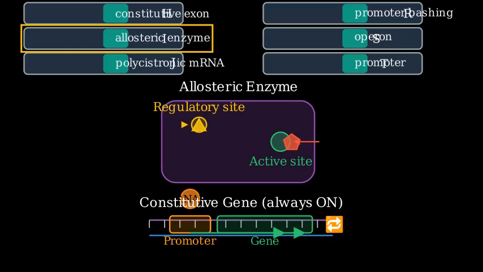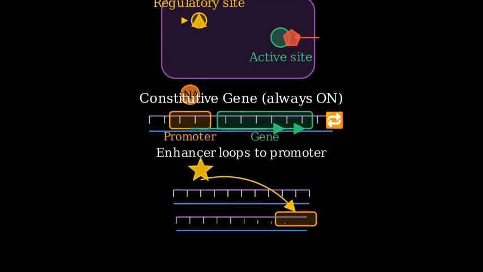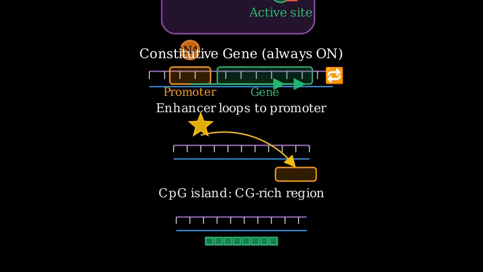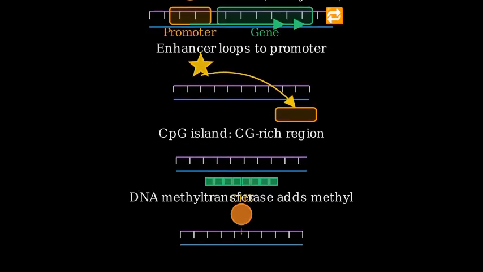Now, a lightning glossary for the rest, each with a crisp picture. B. Enhancer, a DNA element that boosts transcription from far away. C. CpG island. C-phosphate-G rich region, often near promoters, frequently methylated or not in regulation. D. DNA methyltransferase, an enzyme that adds methyl groups to cytosine.